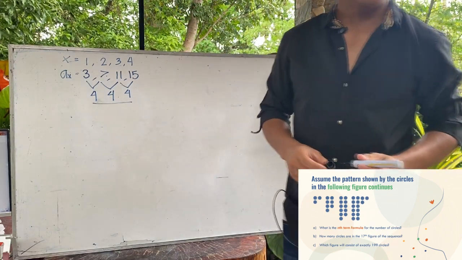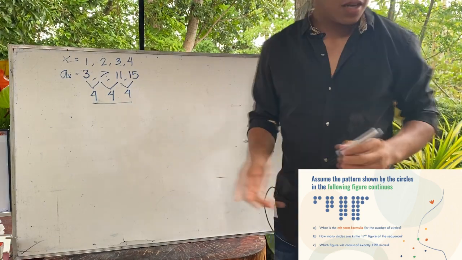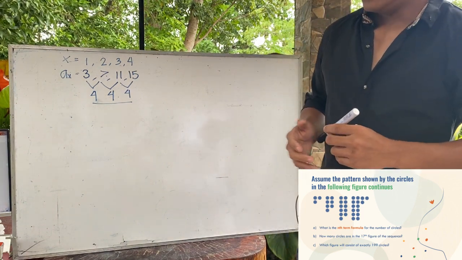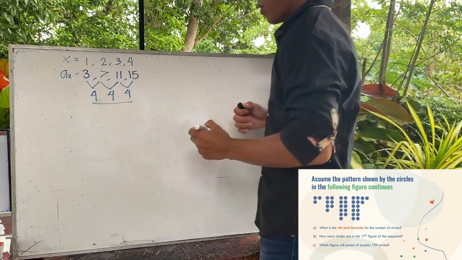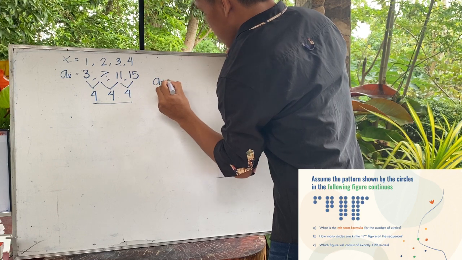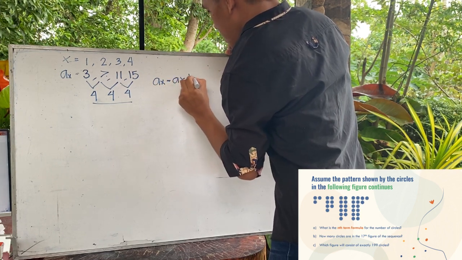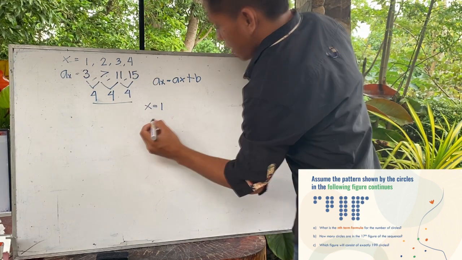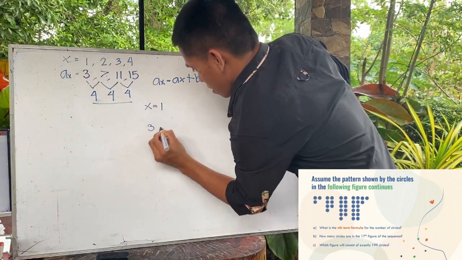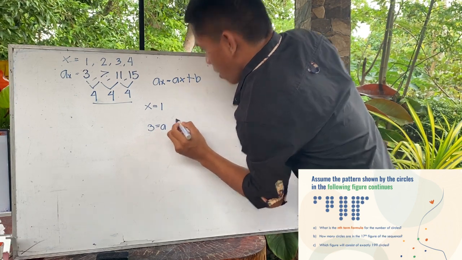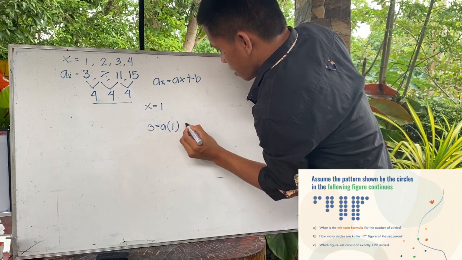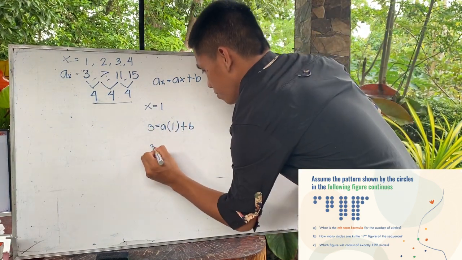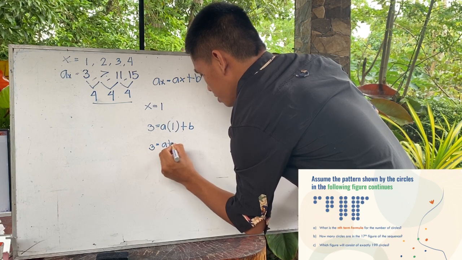And this is what we call a linear equation. This is linear because in this set, the constant is found in the first difference. And the formula for a linear equation is A of x equals a times x plus b. If x is equal to 1, then A of x becomes 3, equals a, our x is 1, then plus b. Then this becomes 3 equals a plus b.